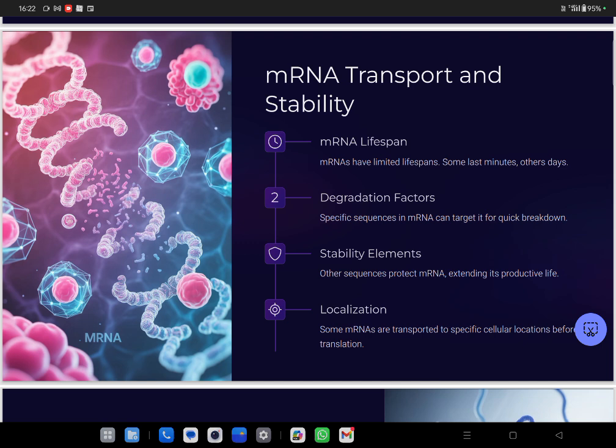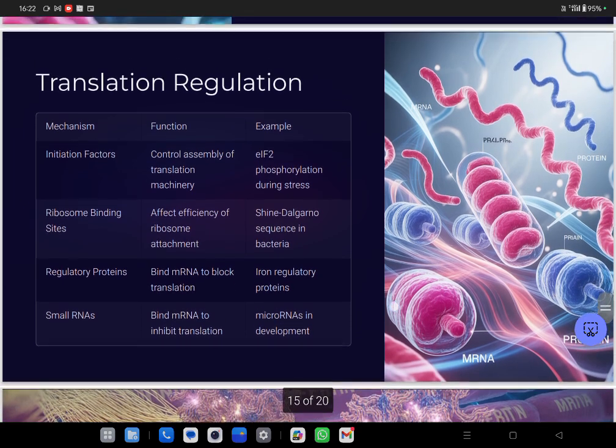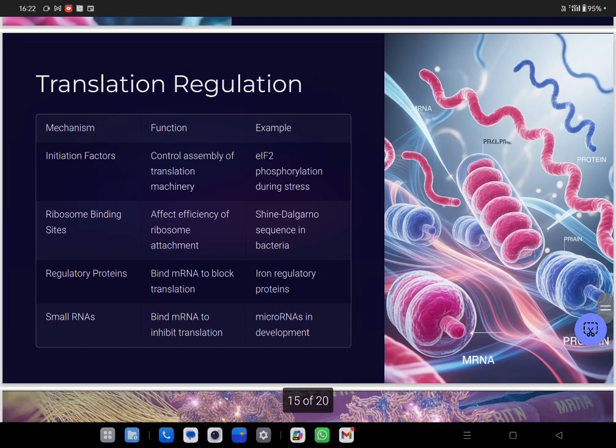Some mRNAs are transported to specific cellular locations before translation. So it can be localized to the endoplasmic reticulum or to the cytosol, depending on the signal recognition peptide which is present. It is called the signal sequence. Now we come to translation regulation.